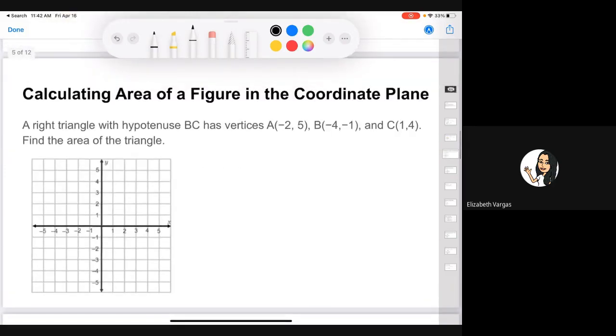The one that we haven't really worked with, but what we'll look at right now is how do you calculate the area on a coordinate plane? So here you're told you have a right triangle with a hypotenuse BC, has these different vertices, and you can plot these different vertices. -2 and 5 is A. -4 and -1 is B. And then C is 1 and 4. And so when you put those things together, that creates the right triangle that you're looking for.